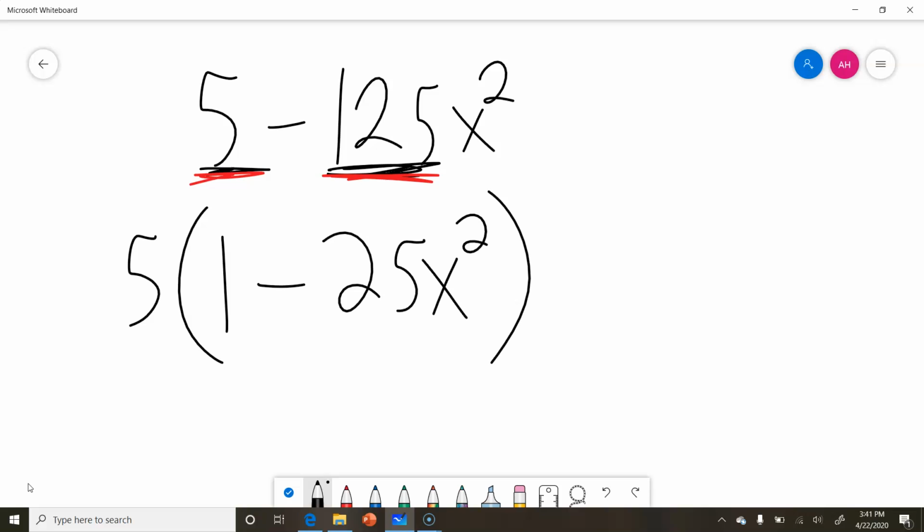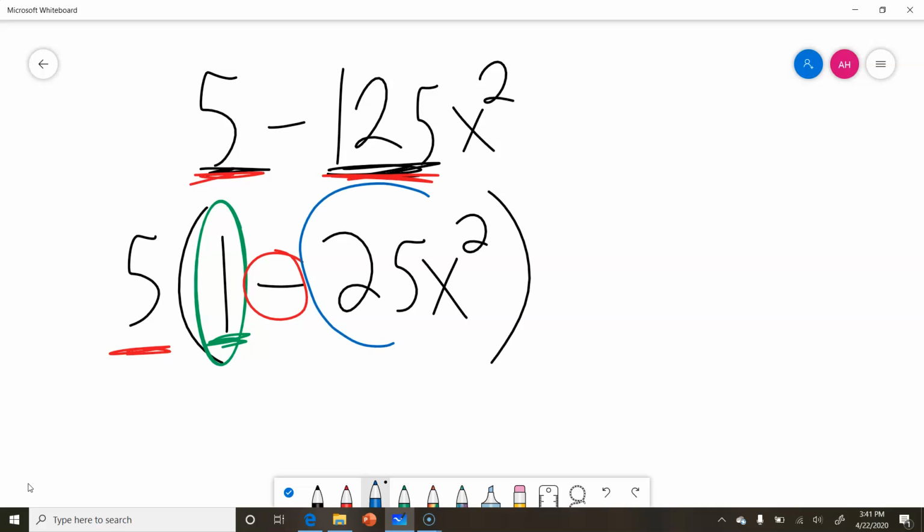Now that the 5 is out here, inside here, I have a difference of squares. Now you may say, how is 1 a difference of squares? Well, think of it, 1 squared is 1. The square root of 1 is 1, right? So we can always use the number 1 in these things. Very important to keep in mind. Then we have our negative sign. And lastly, we have 25. That's a perfect square, 5 times 5. And x squared, which is also a perfect square of x.